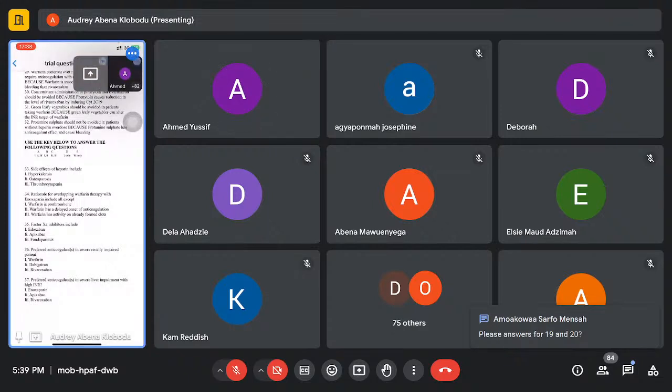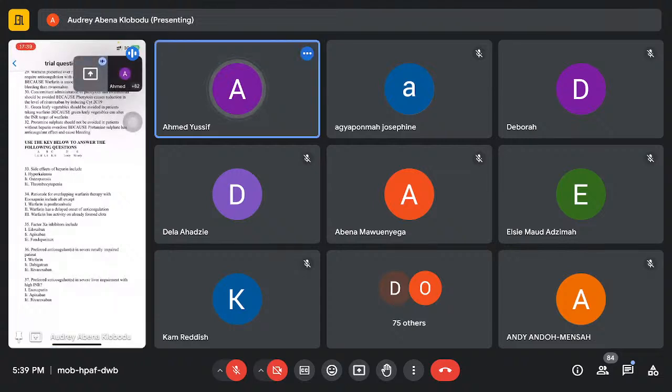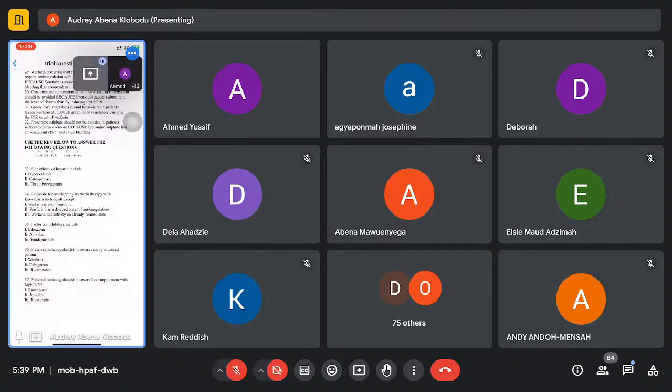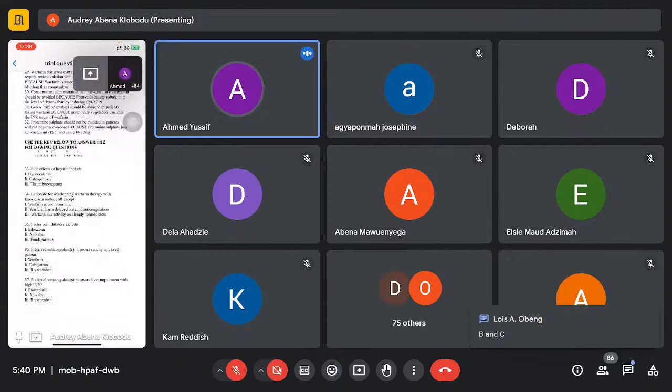Question 34. Rationale for overlapping warfarin therapy with enoxaparin include all except: I. Warfarin is prothrombotic. II. Warfarin has a delayed onset of anticoagulation. III. Warfarin has activity on already formed clots. I think it's E.